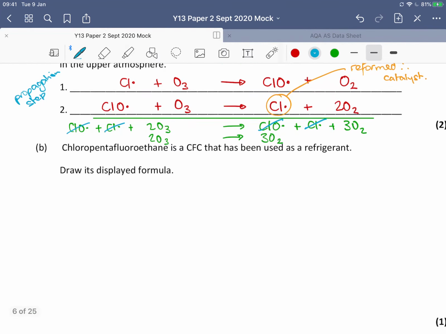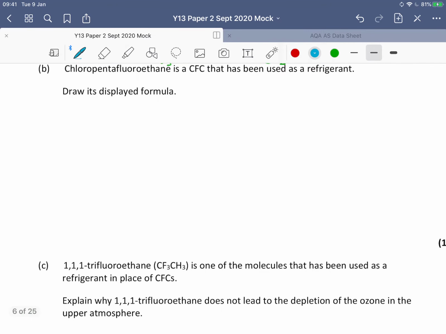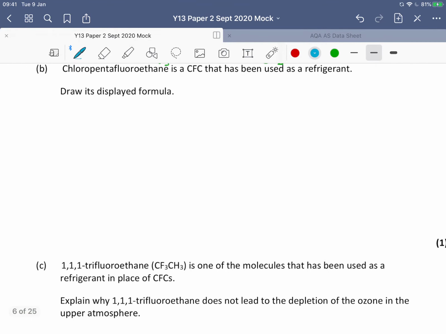Okay, B. Chloropentafluoroethane is a CFC that is used as a refrigerant. Draw its displayed formula. Displayed means you have to show every single bond. Interestingly, there are no numbers in this name. So what that prompts me to do is look at the end first.